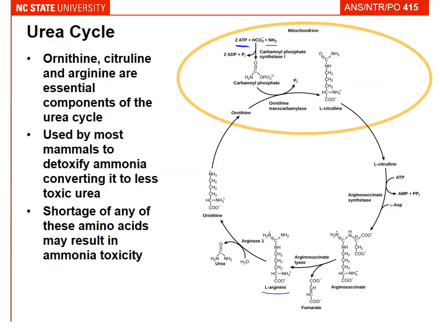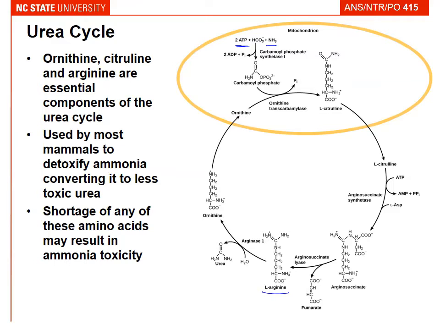Now with birds and reptiles, they do not have the urea cycle, or they have very, very small amounts. So therefore they cannot synthesize arginine this way. That's why birds and reptiles have a higher requirement for arginine, or it is essential, because they're unable to synthesize it in the urea cycle.